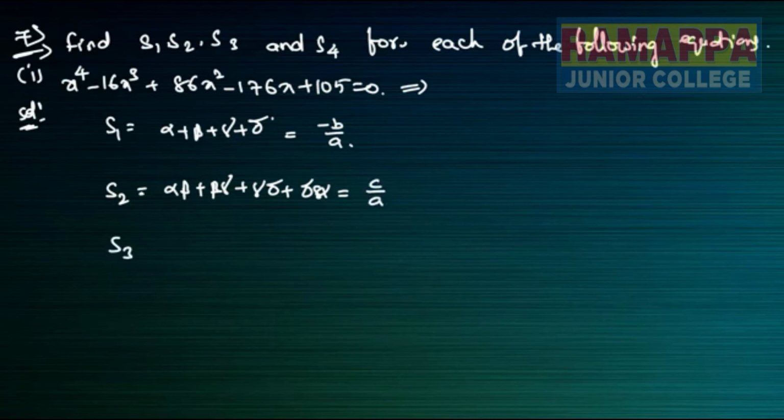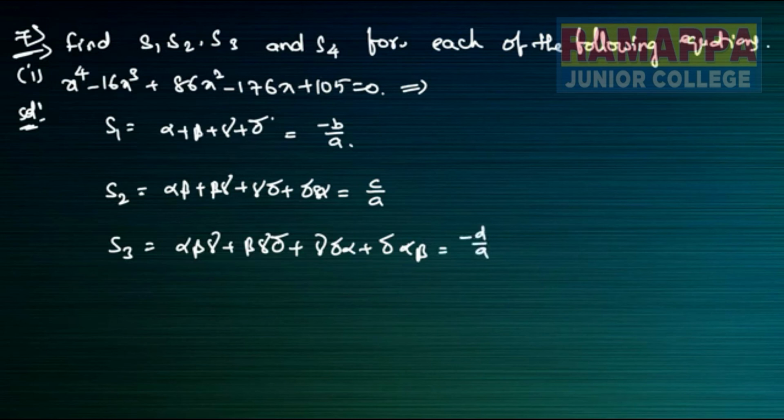Now S3 is equal to alpha beta gamma plus beta gamma delta plus gamma delta alpha plus delta alpha beta, which is minus d by a. S4 is equal to alpha beta gamma delta, which is e by a. These are the values.